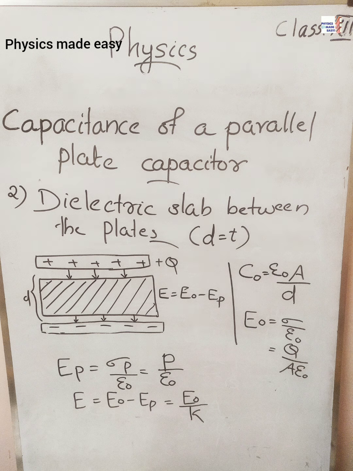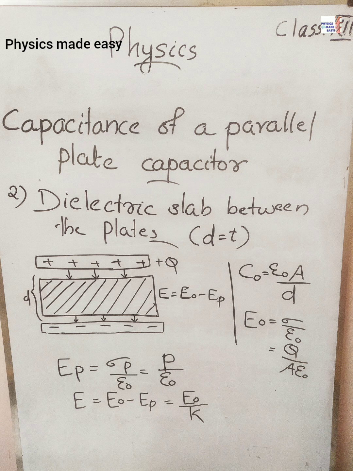Listen here, if there is no dielectric between the plates, you know capacitance is equal to epsilon 0 A by D. Here C0 is equal to epsilon 0 A by D. Then Q is the charge on the capacitor plate. Then we can write the electric field as E0 is equal to sigma by epsilon 0. You know sigma is equal to Q by A, charge by area. So the electric field E0 will be Q by A epsilon 0.